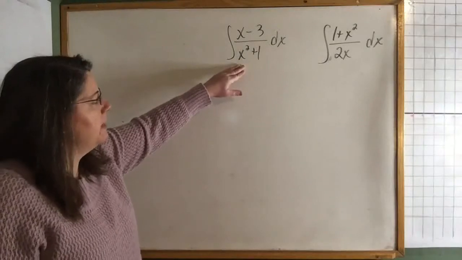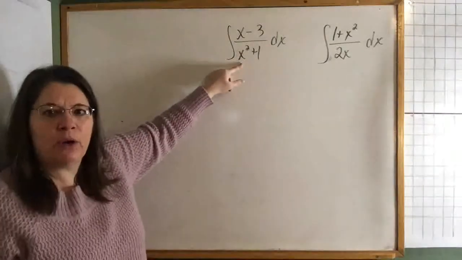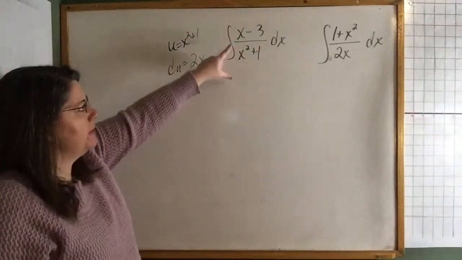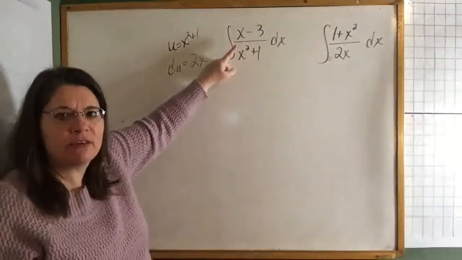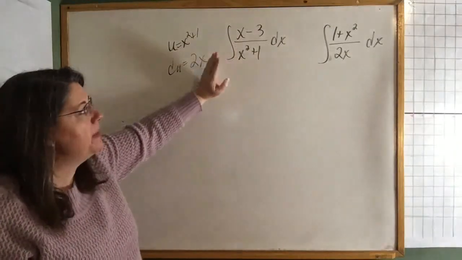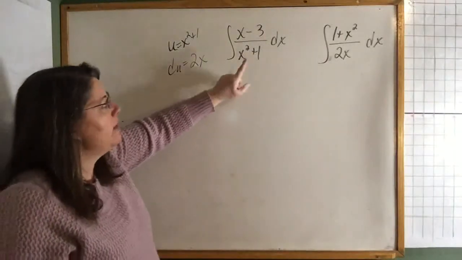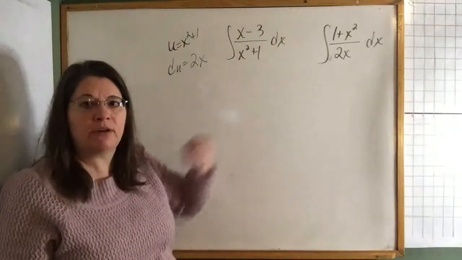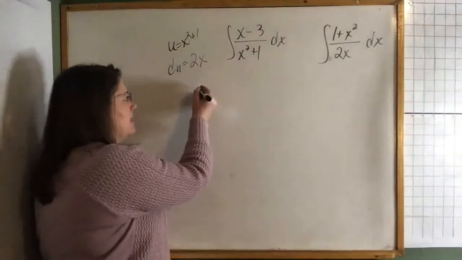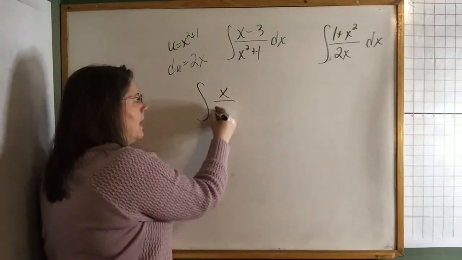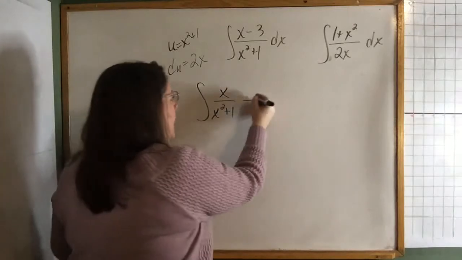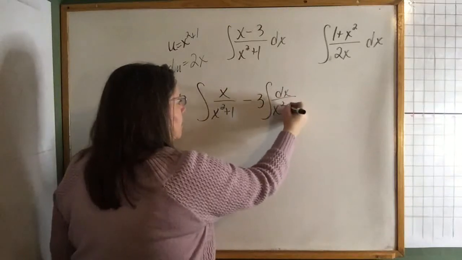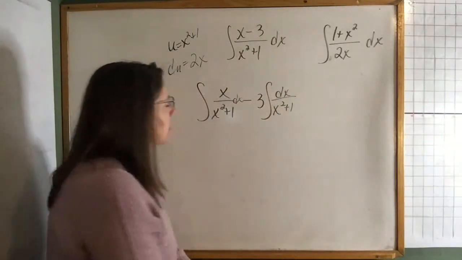If you're given something like this, if I let u be the bottom, x squared plus 1, then my du would be 2x. Well, there's a bit of a problem here because the top has x minus 3, not just an x. If it just had an x, then it would be a little bit easier to deal with. But what if I recognize that x minus 3 can be separated into two distinct separate fractions? What if I separate that thing into the integral of x over x squared plus 1 minus the integral of 3 times dx over x squared plus 1. And I do need my dx here as well.